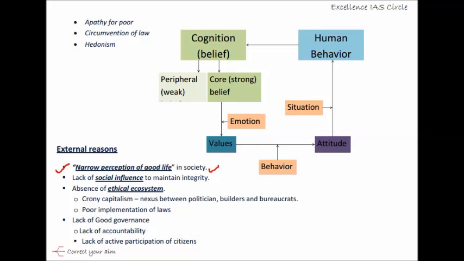Then quickly we'll come down to the external reasons. We'll talk about the narrow perception of good life in the society. You might like to write a line or two on this. You might say that happiness comes from amassing wealth, from financial gains, rather than our safeguarding our virtues, practicing our values. Aristotle said that virtues, like happiness, must be desired for itself.